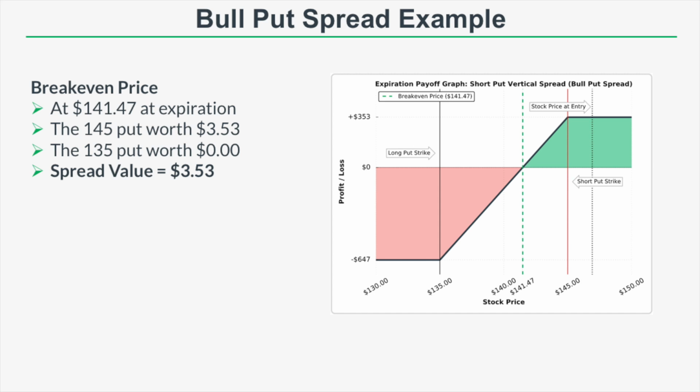So if we sell a spread for $3.53 and it expires worth $3.53, we don't make or lose any money on the trade, we just pay commissions.